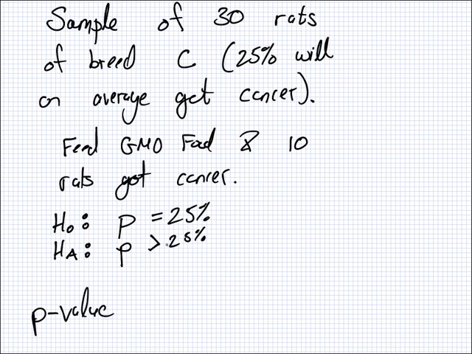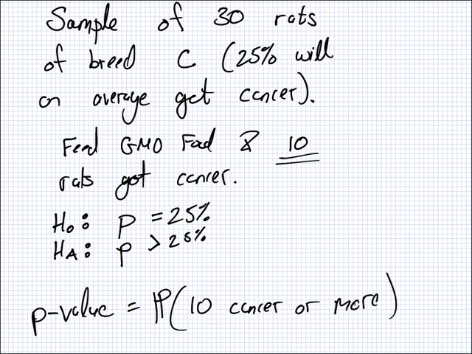So, how many rats got cancer? 10 of them. So we want the probability of getting the observation that we got or more extreme. Yeah. So if 10 rats got cancer, what would be more extreme? More than 10. More than 10 got cancer. So the p-value is the probability of 10 cancer cases or more.